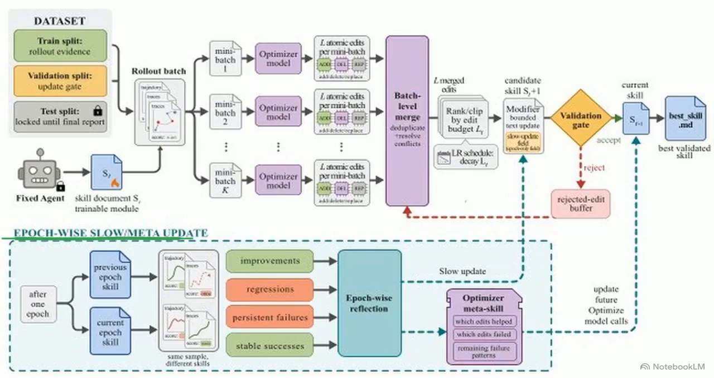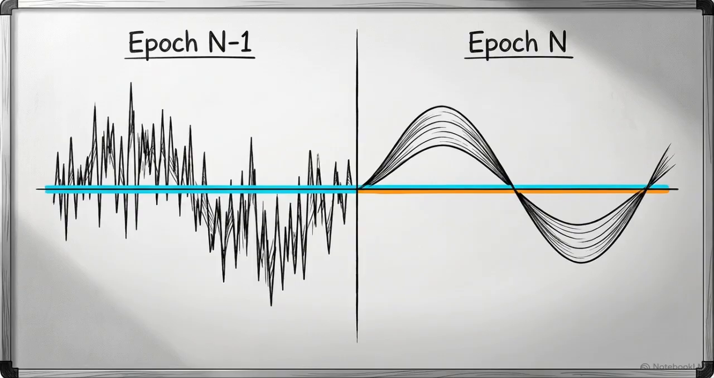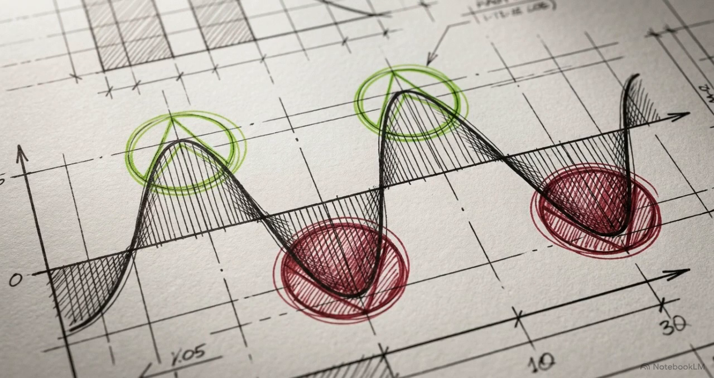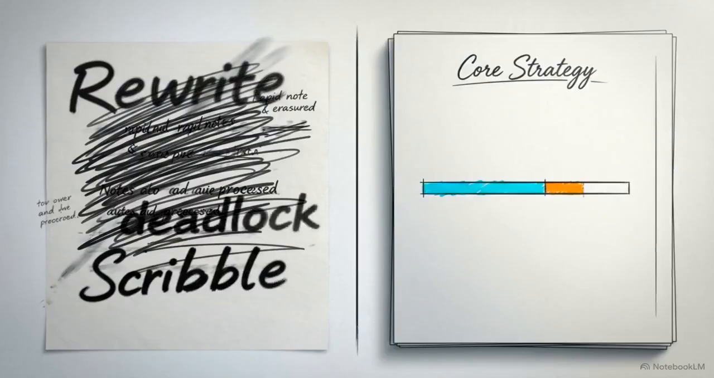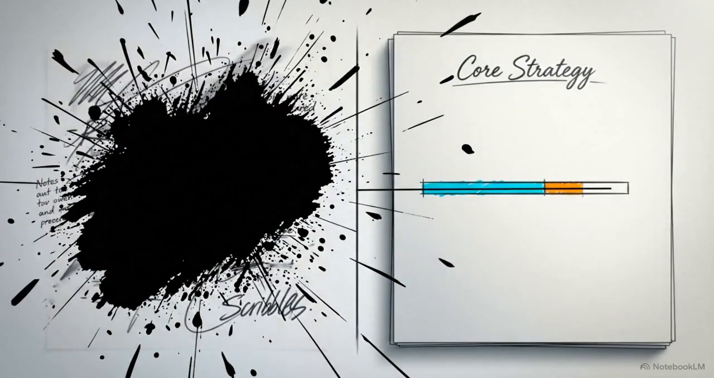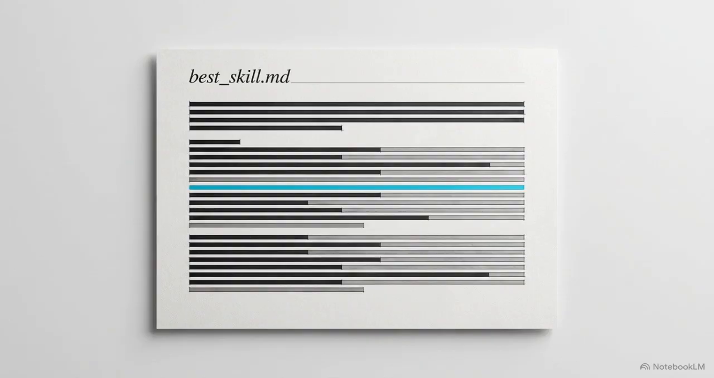The bottom section of the architecture is dedicated to the epoch-wise slow update. Text environments require optimization momentum to capture long-horizon procedural regularities. The system compares the current and previous training epochs, isolating the successes that remain stable and the failures that persisted across multiple updates. This longitudinal guidance is extracted and written into a protected, fenced region of the skill document. Fast, step-level tactical edits are separated from slow, strategic knowledge. The short-term fixes cannot overwrite the long-term lessons. The output of this entire training loop is a single, deployable artifact, the bestskill.md file.